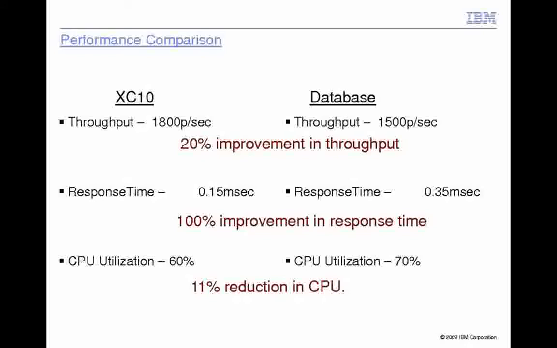Here are the numbers associated with the graphs shown in the previous slide. With XC10, the application's throughput is enhanced by almost 20% and the response time is almost halved. And the CPU utilization is improved by 12%. So when you use XC10, you would need less hardware to support the same workload. Also, as the workload increases, XC10 gives you a linear response time while the DB setup saturates after a certain point of time.